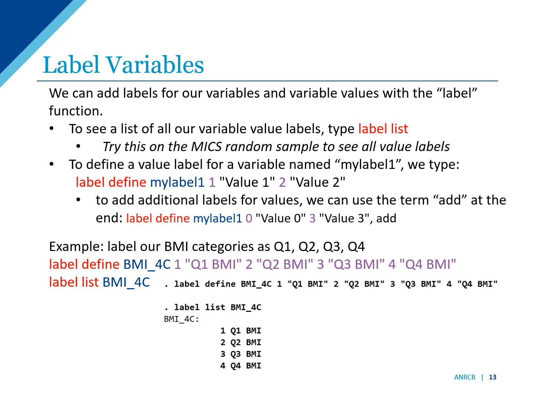Say we'd like to label our BMI categories as quartile 1, quartile 2, and so on. We can type label define, then our variable BMI underscore 4C, then the values and the labels. We can then type label list BMI underscore 4C to view our value labels.